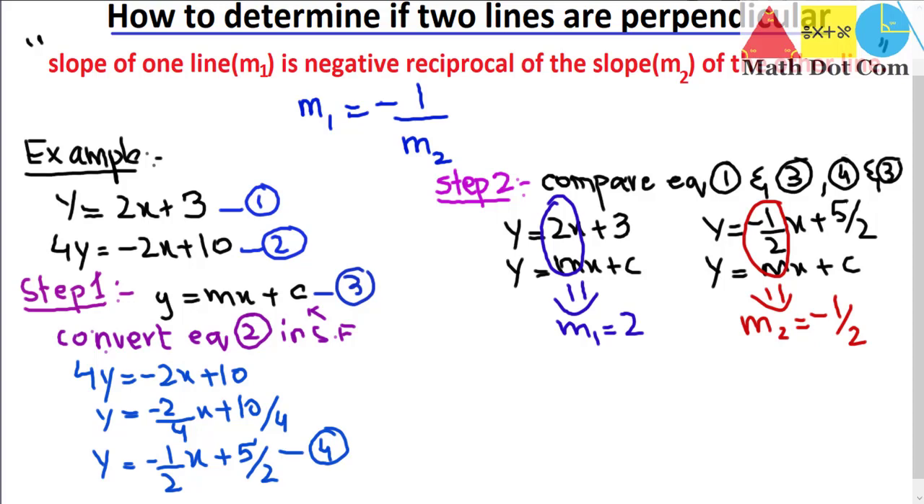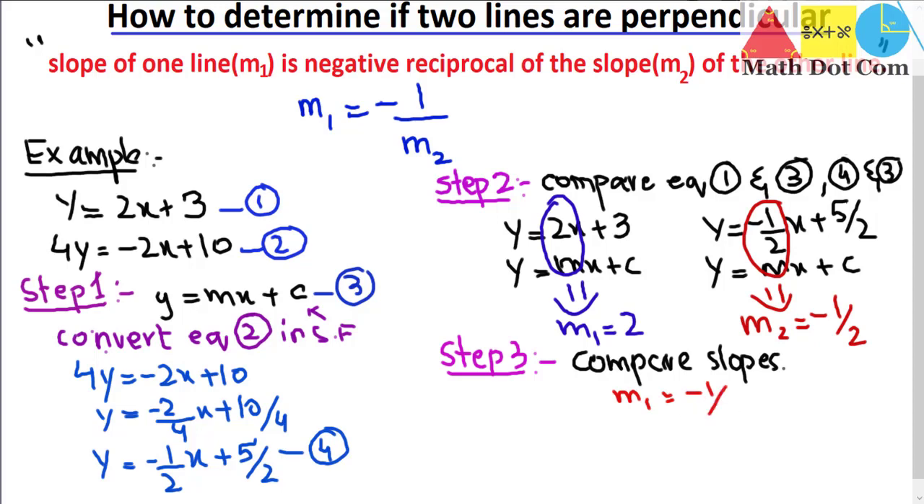Now we have step number 3, in which we will see whether these slopes meet the condition that we mentioned at the very start of our lecture: for two lines to be perpendicular, their slopes should be the negative reciprocal of each other. So let's compare their slopes. I'll write here: compare slopes of the two equations. m1 is equal to minus 1 by m2. This is the condition that is required. I will just put in the values of m1 and m2 to check whether both sides are equal. If the sides are equal, it means that the two lines are perpendicular.